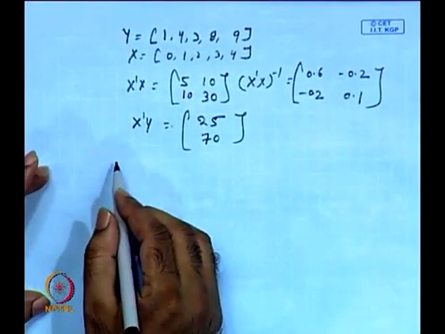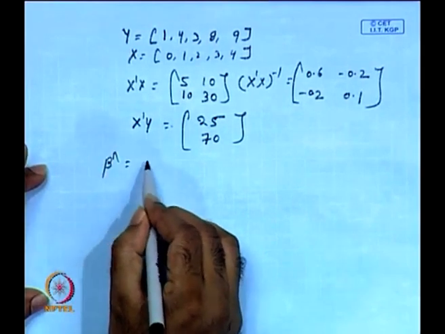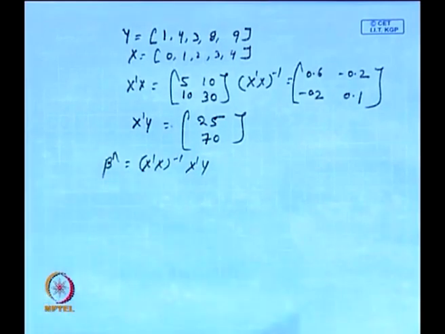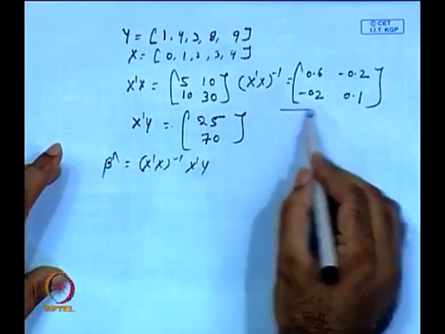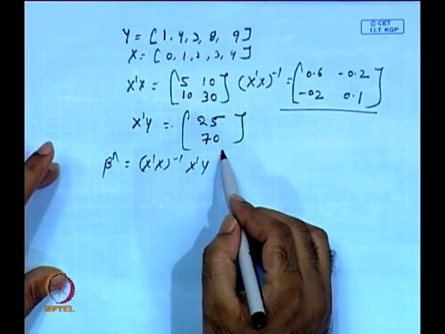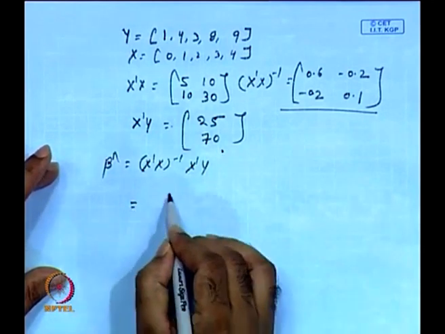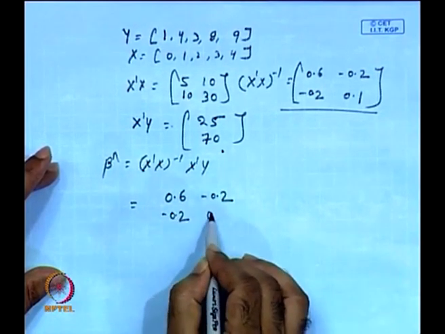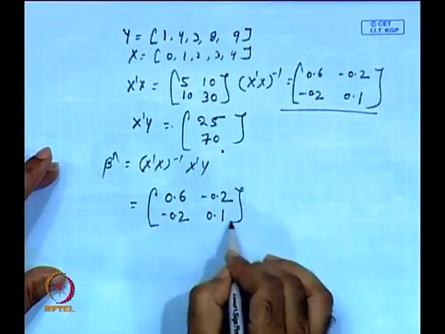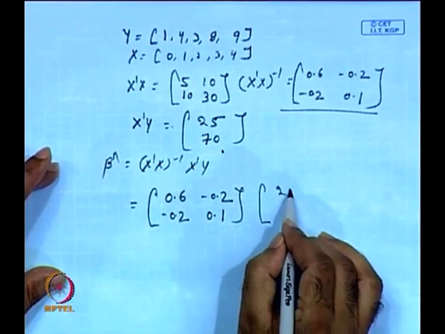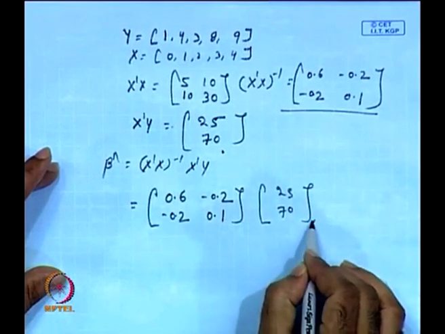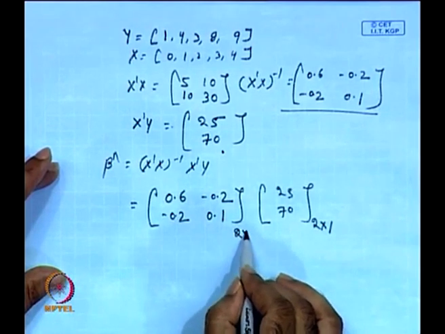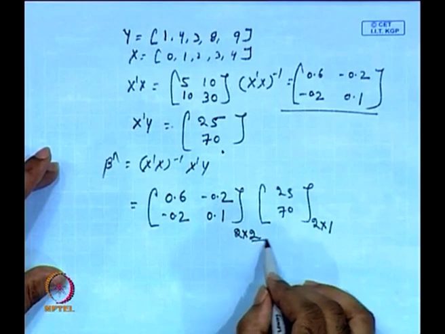So now we need to know what is beta hat. Beta hat equals x transpose x inverse into x transpose y. So x transpose x inverse is here, then x transpose y is here. That means 0.6, minus 0.2, minus 0.2, 0.1. This is one matrix, another matrix is 25, 70. This is of order 2 into 1, and this is of order 2 into 2. So obviously, this will be crossed out.